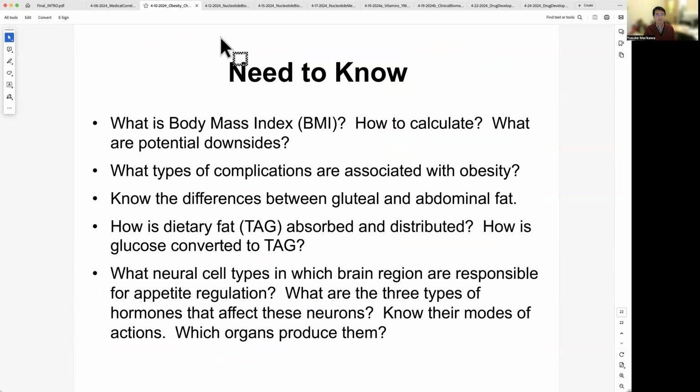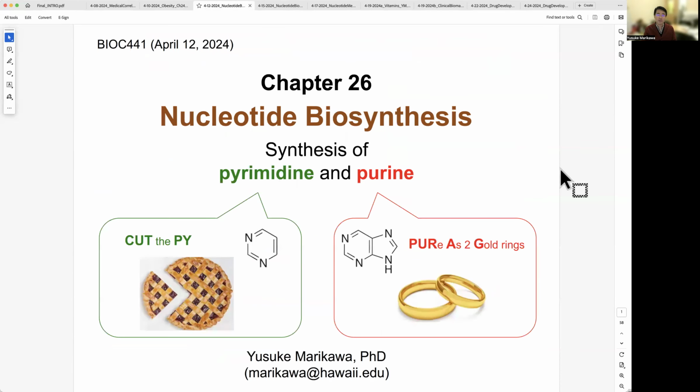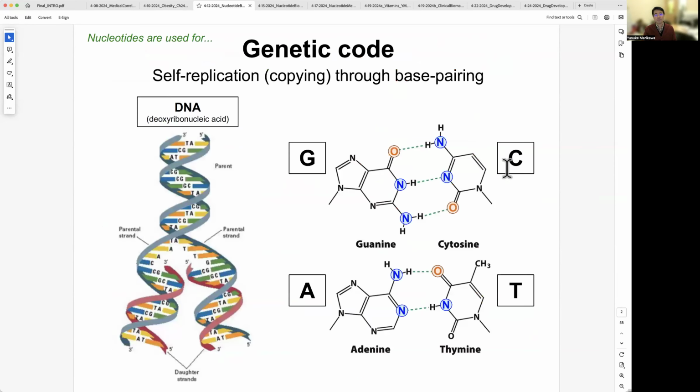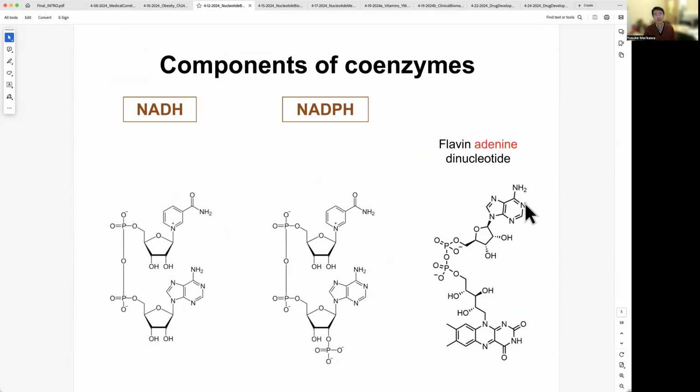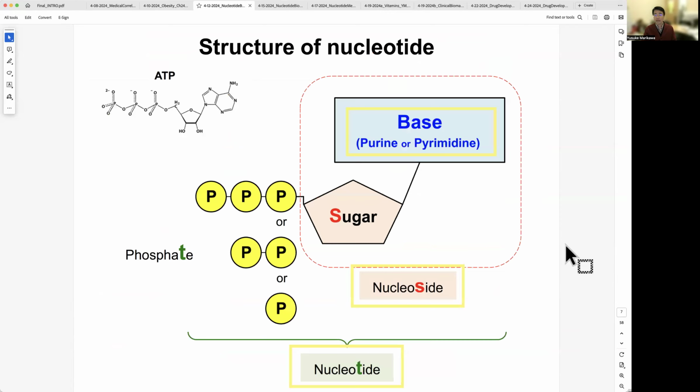That's it. All right, moving on to the next one, nucleotide biosynthesis. This is a very long lecture, but I'm going to point out what are the most important things for the exam, and just skip all this. Now, certain terminology and structural details you need to know.